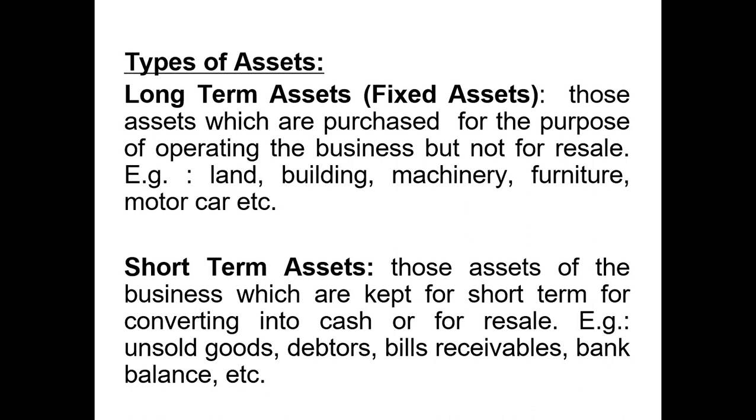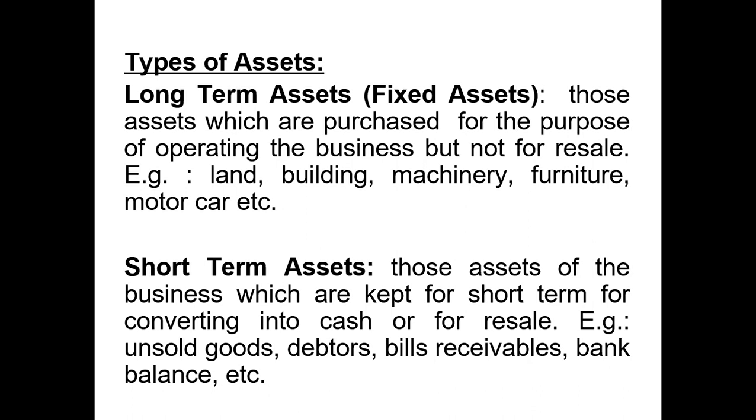For example, unsold goods. So these are the unsold goods or stock. Nobody wants to keep the stock in the firm for more than 12 months. So the intention always of the management and of the owner is to sell the stock as soon as possible and get the cash, get the profits. And therefore the stock or the unsold goods are short-term assets.